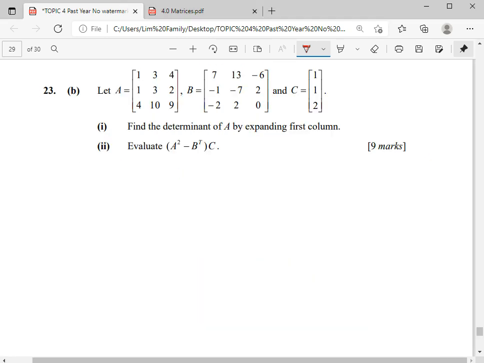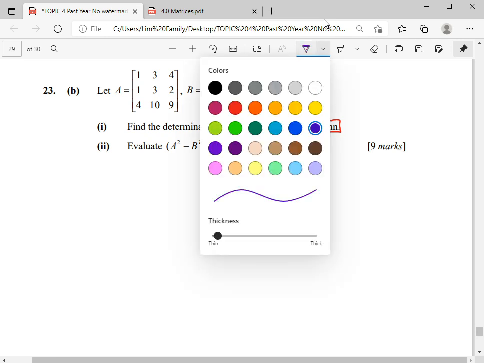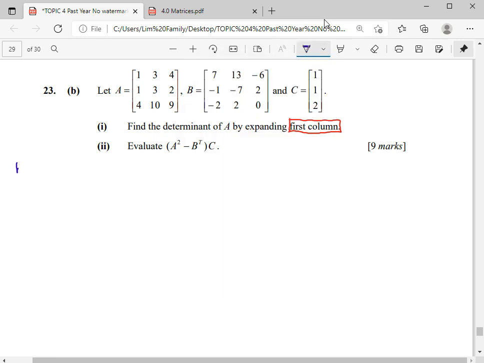So for question B, this is what you need to be alert about. First column is not the usual expansion we use. We usually use the first row. The method for first column and first row is different. So we're going to find B. First, find the determinant of A, the modulus of A. So how are we going to do the first column? We're referring down there.